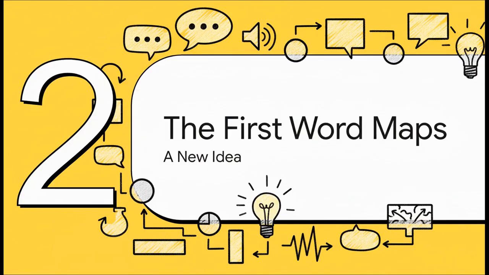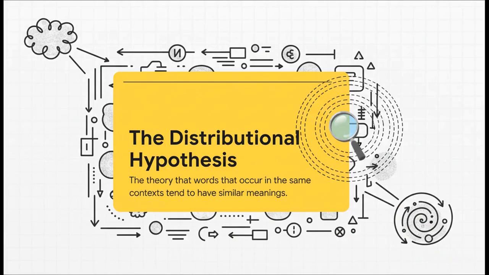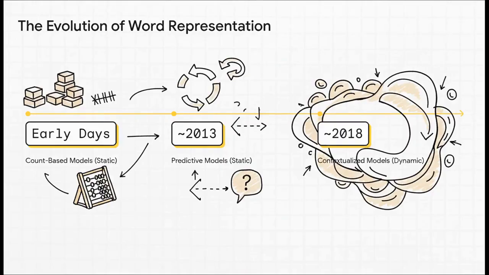And the breakthrough came from a simple but really powerful observation about how we humans actually use language. And here it is. This is the big idea. You shall know a word by the company it keeps. The whole theory is that words that show up in similar contexts probably have similar meanings. So if we just analyze which words hang out together, we can start to build a map of their relationships. This one insight kicked off a whole evolution, really in 3 big stages.